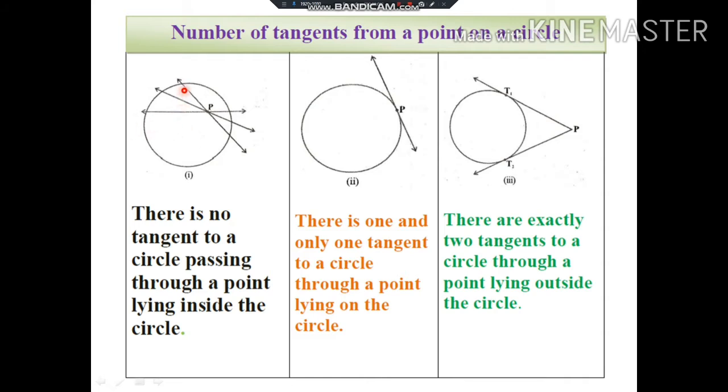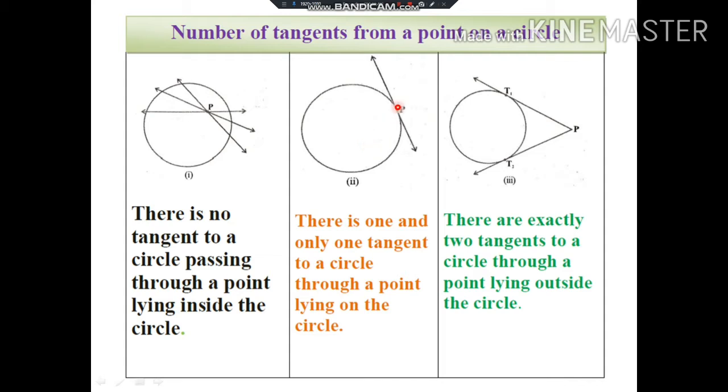Dear children, consider a point inside the circle. P is a point inside this circle. So try to draw tangents to the circle. From here, you can draw any number of lines. Now all these lines will become secants to the circle. So you cannot draw a tangent from a point inside the circle. There is no tangent to a circle passing through a point lying inside the circle.